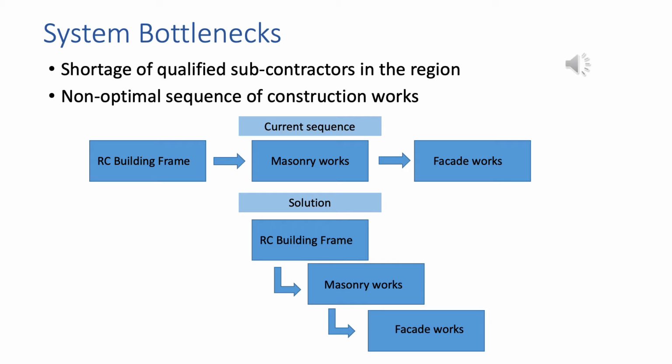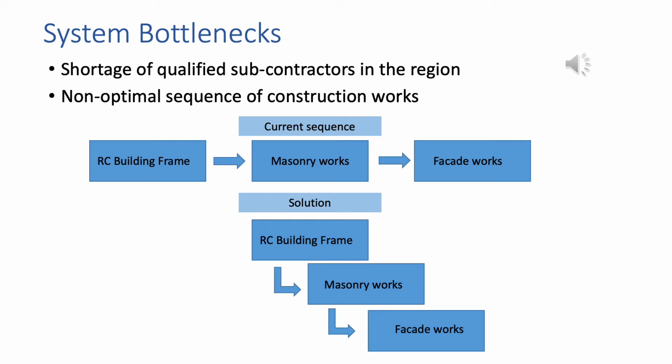The main bottleneck in the system is the shortage of qualified subcontractors in the regions. Due to their engineering mistakes, rework is needed in most cases, and each day of rework affects the overall duration of the project.